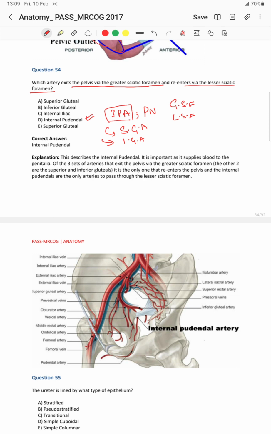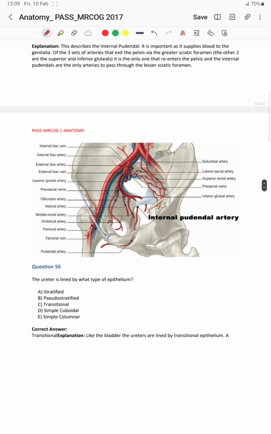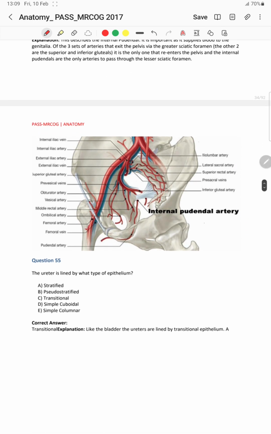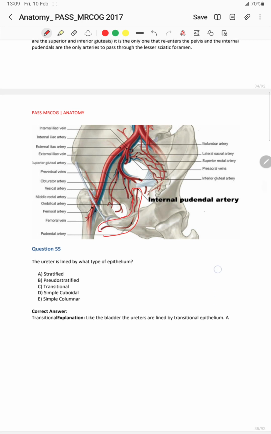When they exit the pelvis, there is only one artery which re-enters the pelvis via the lesser sciatic foramen, and it is only the internal pudendal artery. This is the internal pudendal artery, which exits from the greater sciatic foramen and re-enters the pelvis by the lesser sciatic foramen.